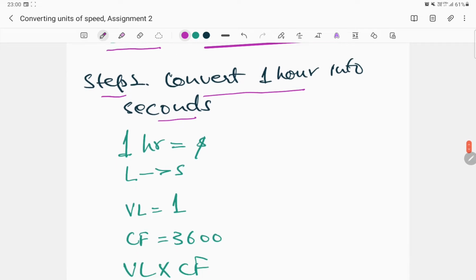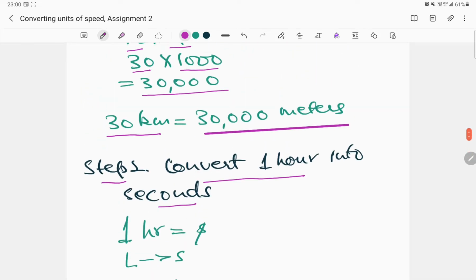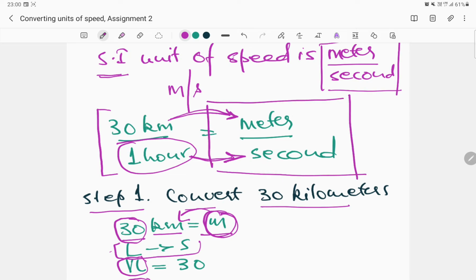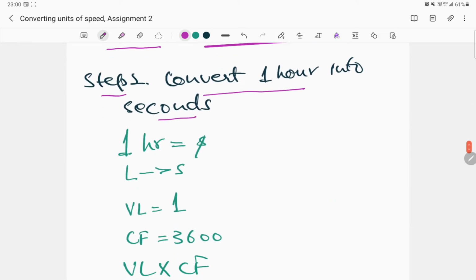Now comes the second step. We have to convert 1 hour into seconds. And why do we have to convert 1 hour into seconds? Because the object is traveling 30 kilometers in 1 hour, and the whole objective, the final goal, is to convert 30 kilometers per hour to meters per second. So the second step is to convert 1 hour into seconds. And this is how we do it.